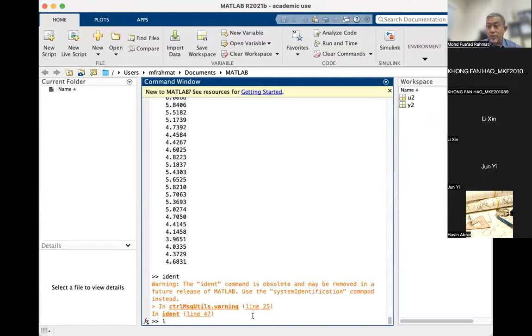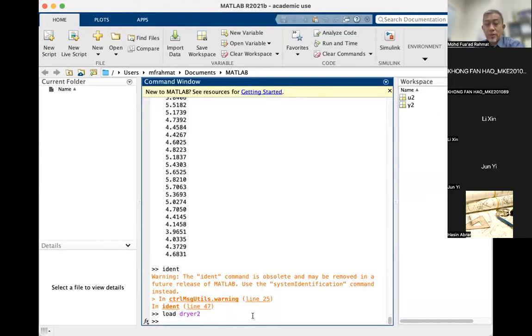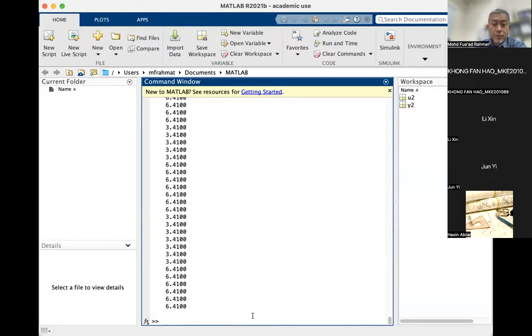Just type load, L-O-A-D, dryer 2. It is a function in MATLAB where the data of the hot air blower system has been saved inside. Then you type U2. U2 is the data of the input, and Y2 is the data of the output.